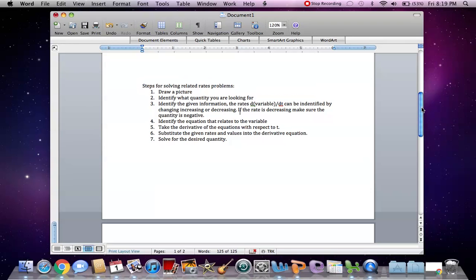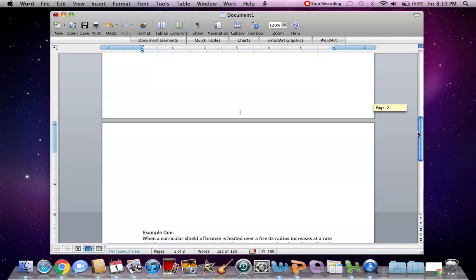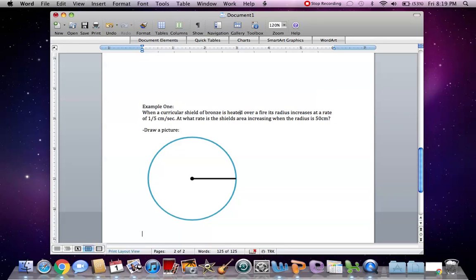Here is an example that I have started so far and will work through with you to get the answer. In this example, a circular shield of bronze is heated over a fire, and its radius increases at a rate of 1/5 centimeter per second. At what rate is the shield's area increasing when the radius is 50 centimeters?